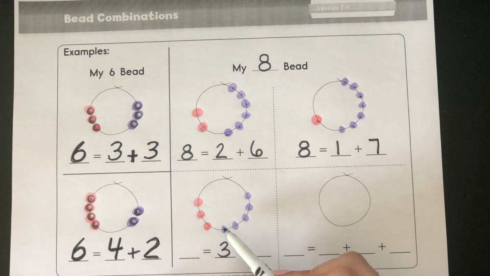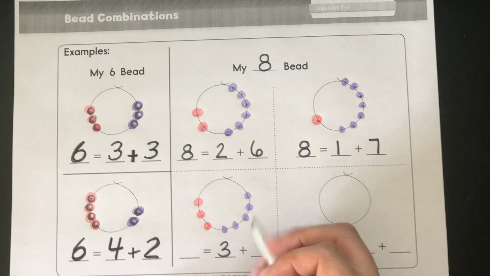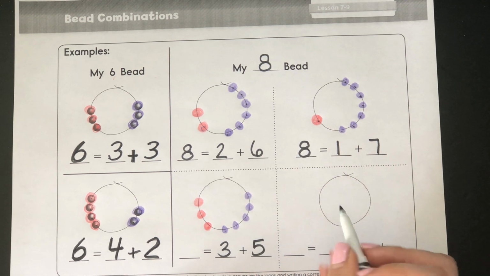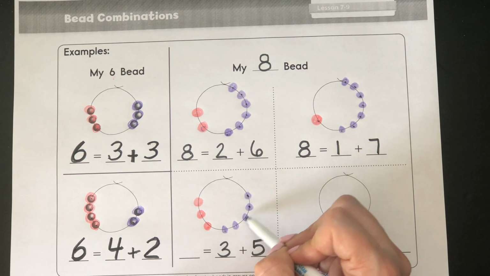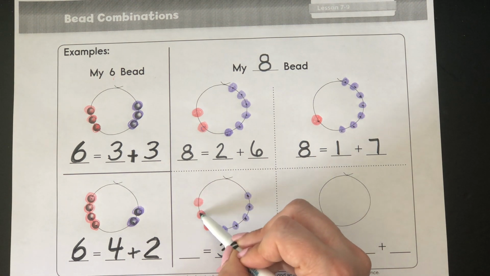How many purple did I do? 1, 2, 3, 4, 5. I write my 5. Let's count them. 1, 2, 3, 4, 5, 6, 7, 8.